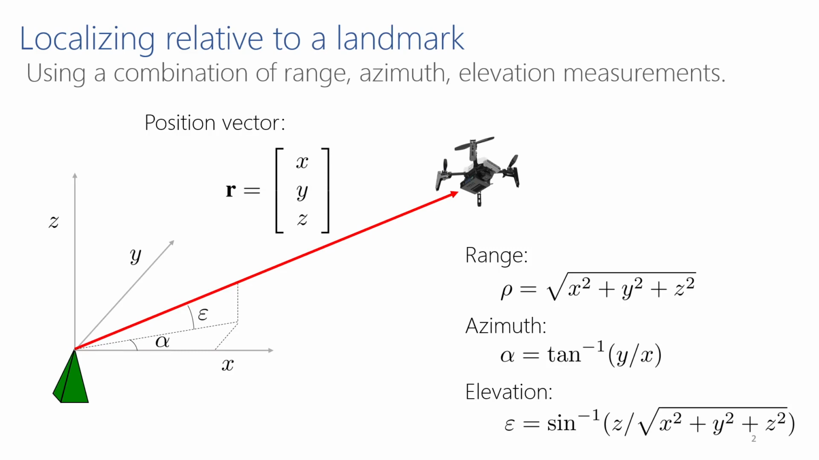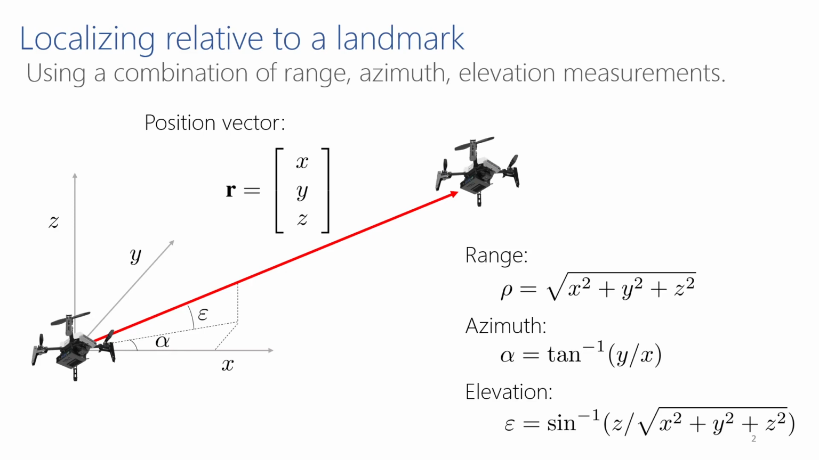As you can see from the equations on the right, the range, azimuth, and elevation measurements are all nonlinear functions of the Cartesian x, y, z components. This requires the use of nonlinear state estimation techniques, which usually have suboptimal performance.